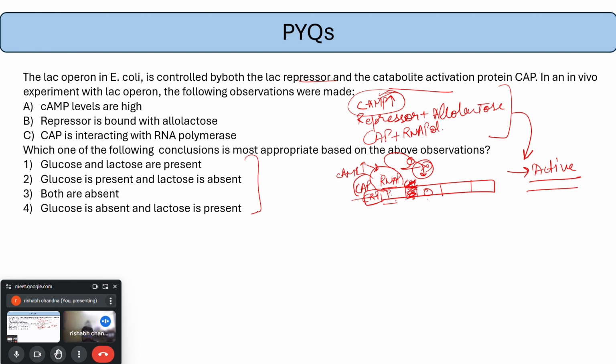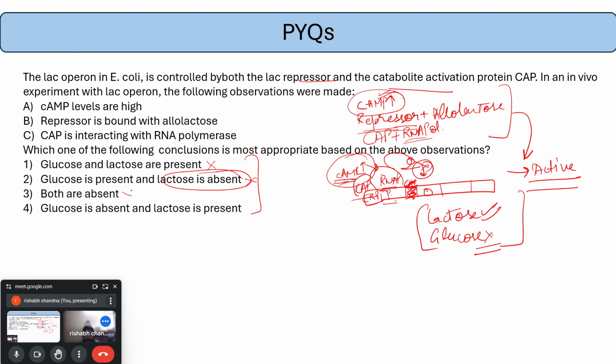Now, what are the conditions that might be present here? Allolactose is present, that means lactose is present in the medium, and cAMP levels are high, that means glucose is absent in the medium. If glucose were present, then cAMP levels would be low because of the metabolism, and due to these low cAMP levels, the CAP protein would not bind to the RNA polymerase. So glucose is not there, and lactose is present because the repressor is already bound to allolactose. Glucose and lactose both present? No. Glucose present, lactose absent? No, because if lactose were not present, then allolactose would not bind to the repressor. Both absent? No. Then glucose is absent and lactose is present. So yes, the correct answer is option 4.